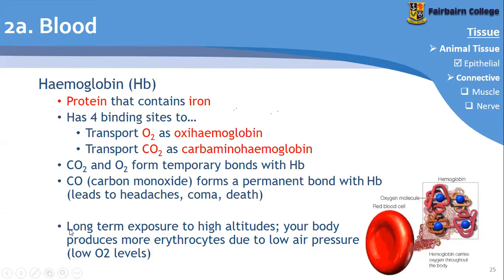Yeah, at the end, long exposure to high altitudes allows your body to produce more erythrocytes due to the low air pressure and the low oxygen levels. Okay, so basically, again, not going to ask this, but if you are at higher altitudes, there's less oxygen in the air, and then your body actually makes more red blood cells and more hemoglobin to compensate for the lower oxygen. Okay, but again, if you don't understand that, don't worry for now. This won't be in the work that we do this year.